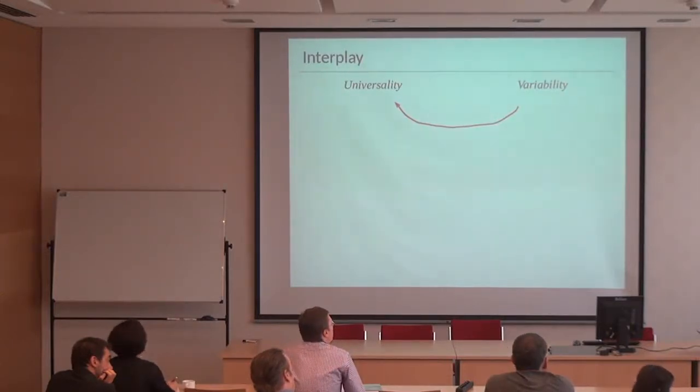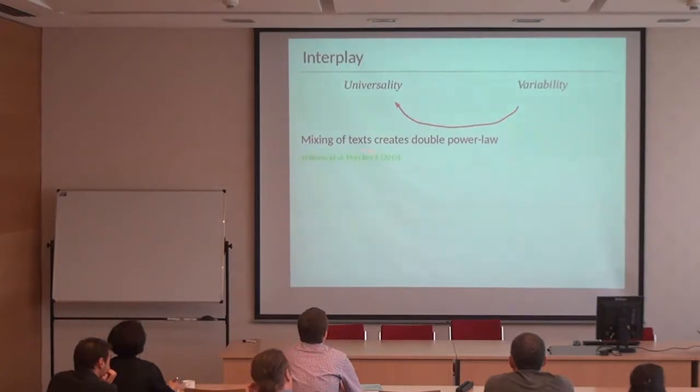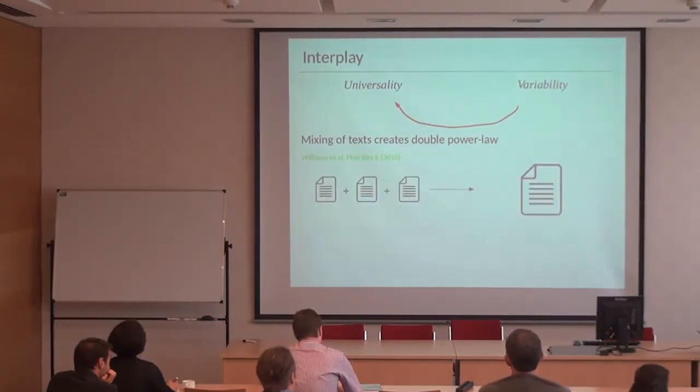And at least as far as I'm aware, there have been two examples I know where people try to look at, assuming there is some variability in language, how does that affect the scaling laws that we measure? One example is also from the group of Peter Dodds, and I will not go into the details of this model, but he proposed this model that we mix a bunch of small texts and we generate a big text.